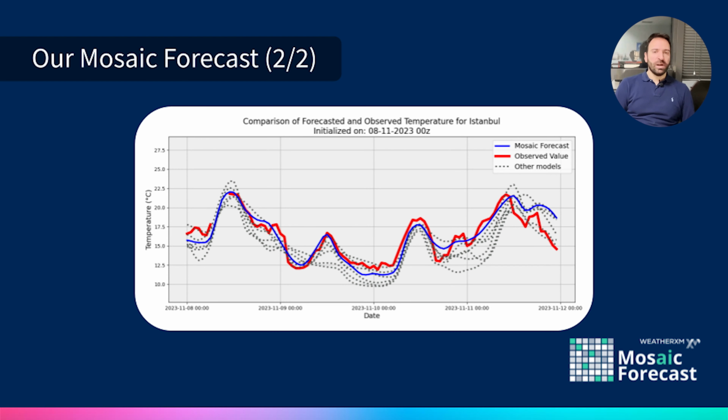Here we present a comparison example showing the performance of our 4-day ahead mosaic forecast for temperature against observations from a weather station in Istanbul in Turkey and forecasts from other global weather models. And we can definitely notice that the temperature of the mosaic forecast is very close to our ground truth. In addition to this single graph, our first analysis of the results reveals that the mosaic forecast outperforms others, demonstrating promising results across various locations worldwide.